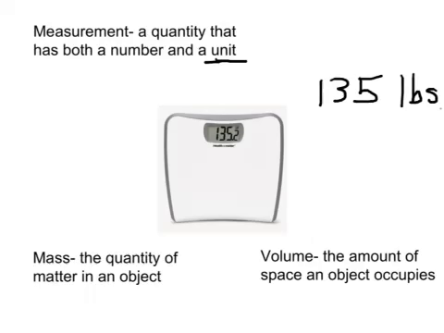Science depends on experimentation, which requires measurements. A measurement is a quantity that has both a number and a unit. This scale shows a measurement of a person's mass that is 135.2. Above the 0.2, it shows the measurement is in pounds.